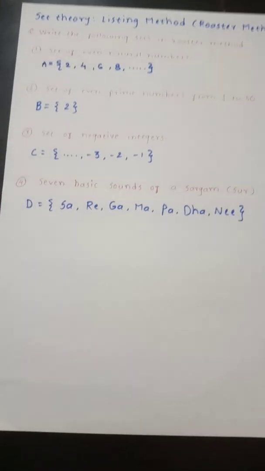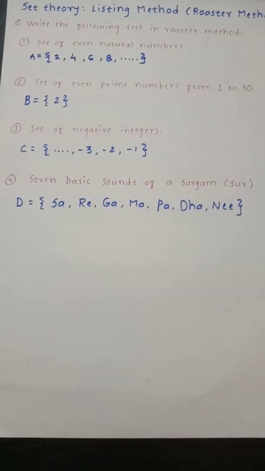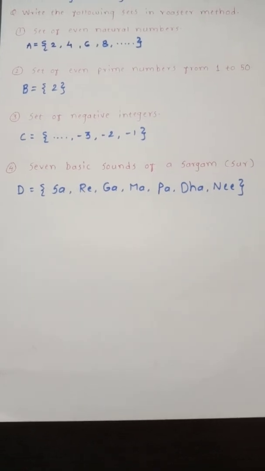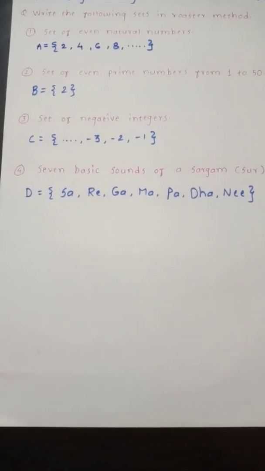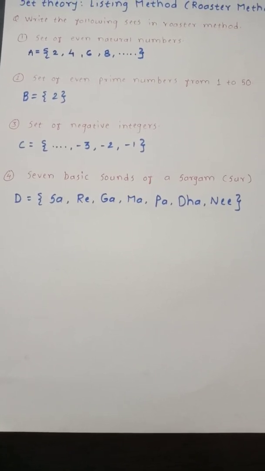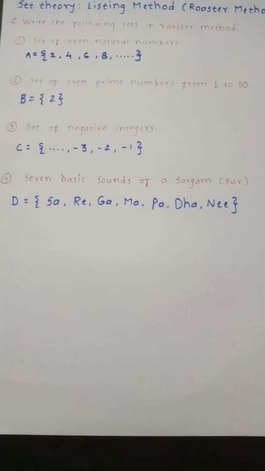And the fourth one is 7 basic sounds of a sargam, meaning the 7 swars, 7 sur, we have to write. We have assigned the letter capital D and the answer is sa, re, ga, ma, pa, dha and ni.